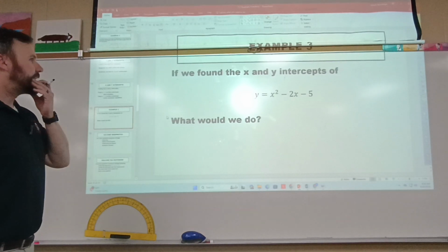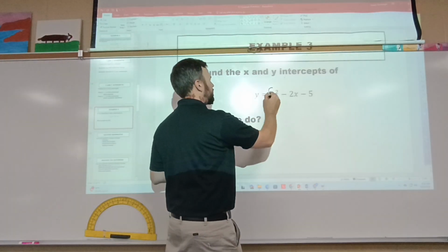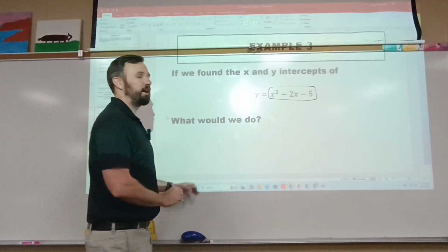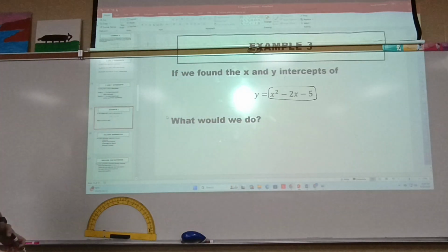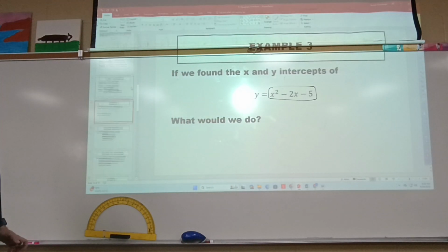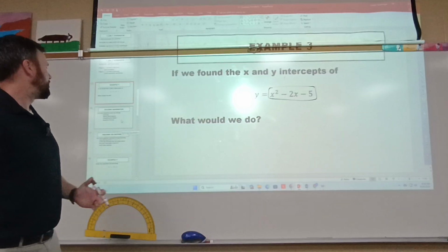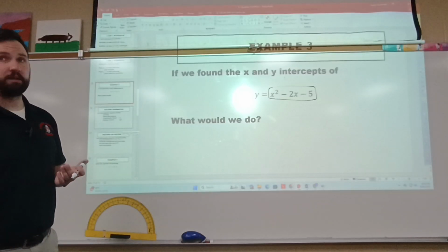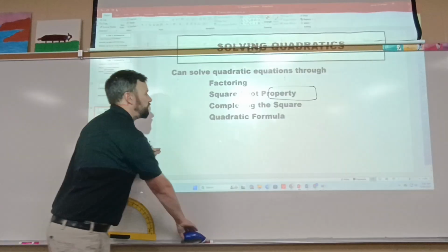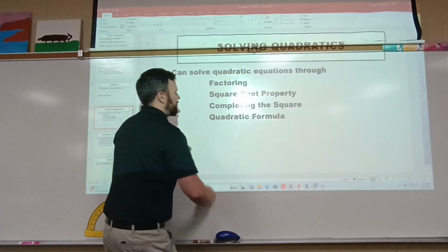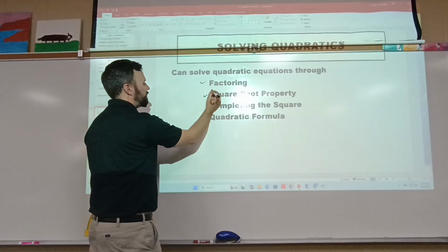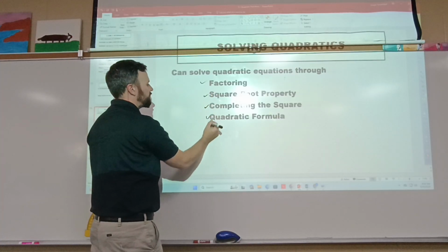But now, how do you solve quadratics? What tools do you have to solve quadratics? If you were in Algebra 2 or Math 105 last semester, this is probably what you spent a lot of time on. Factoring, square root, complete the square, or quadratic formula.